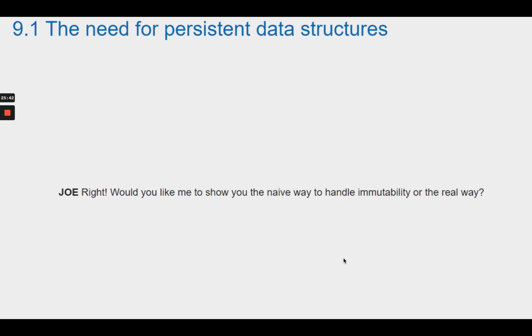Joe, right. Would you like me to show you the naive way to handle immutability or the real way? Theo, what are the pros and cons of each way? Joe, the naive way is easy but not efficient, although the real way is efficient but not easy. Theo, let's start with the naive way then. Joe, each programming language provides its own way to protect data from being mutated. Theo, how would I do that in Java, for instance?